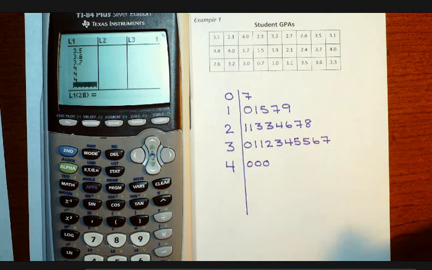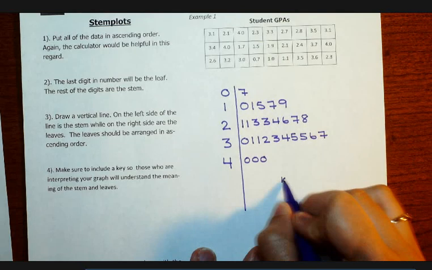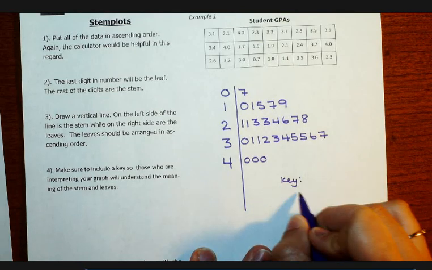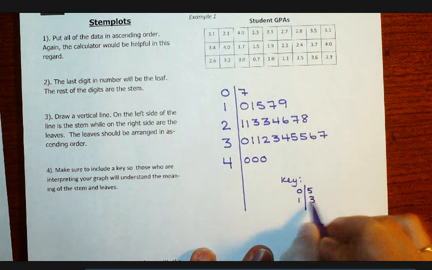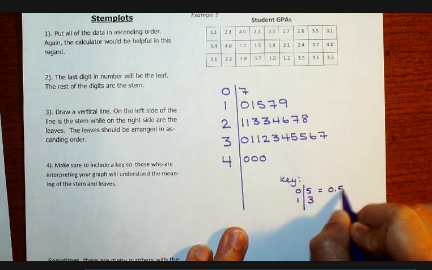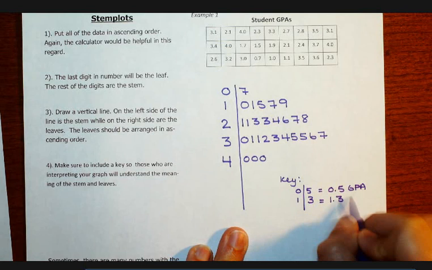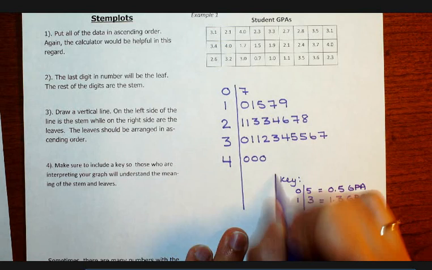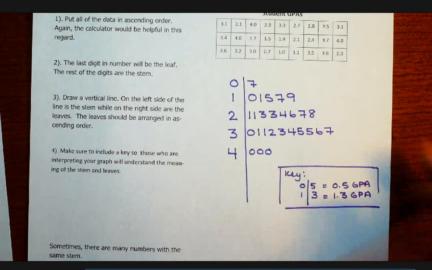We also want to make sure that we include a key. The key is going to tell us what the stem stands for. So for example, a 0 with a stem of 5 would represent a 0.5 GPA. This would represent a 1.3 GPA. So this is just another way that we can organize data.